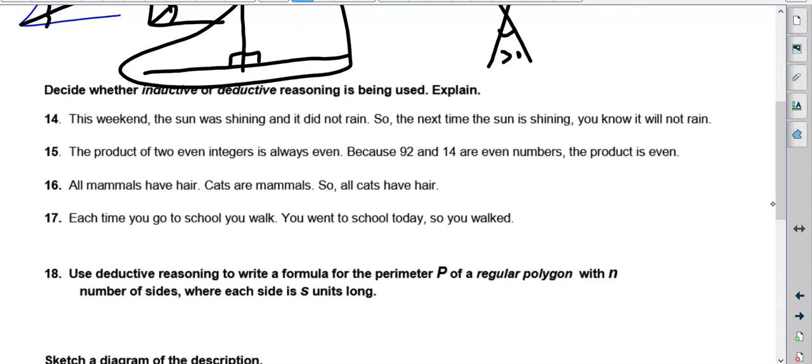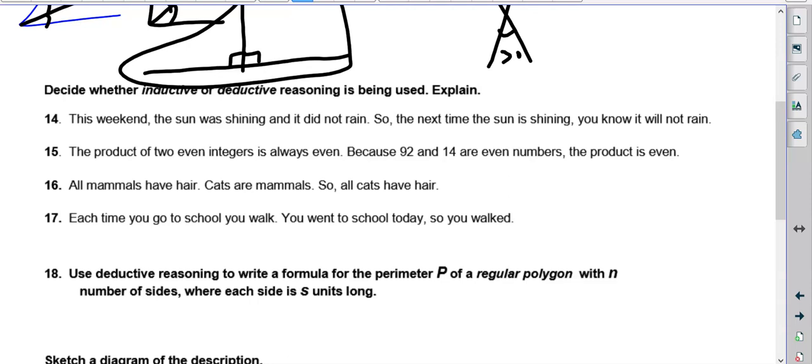Decide whether inductive or deductive reasoning is to be used. Explain. All right, so remember, inductive reasoning is when you use a pattern, and deductive reasoning is when you use already known, accepted definitions, facts, properties, the laws of nature, that kind of stuff.